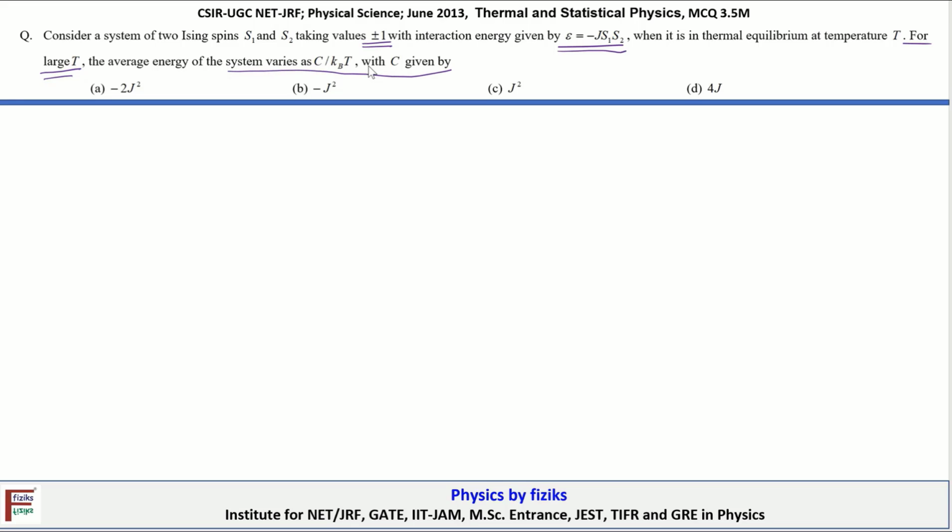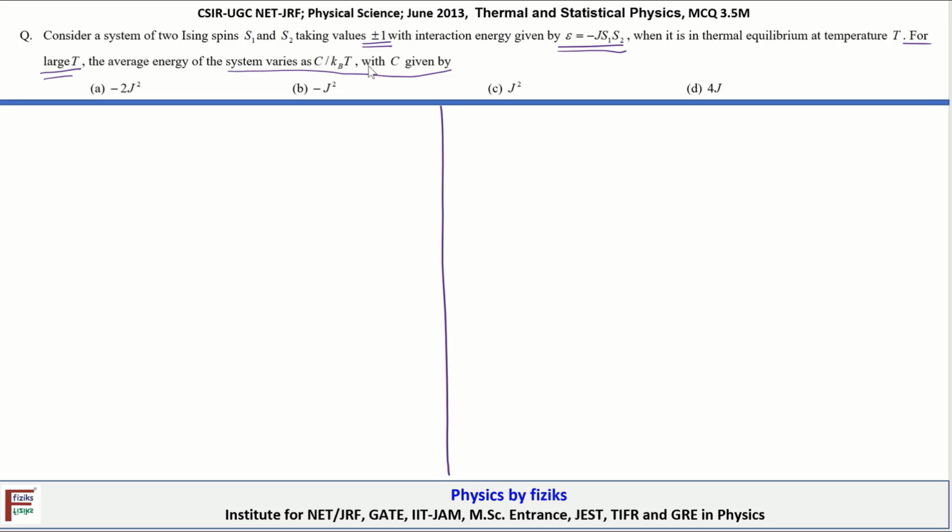We can quickly evaluate the average energy of the system once the partition function is known to us. But in order to calculate the partition function, we must understand what are the possible configurations or the microstates that exist for this particular system. So let's try to understand this problem.